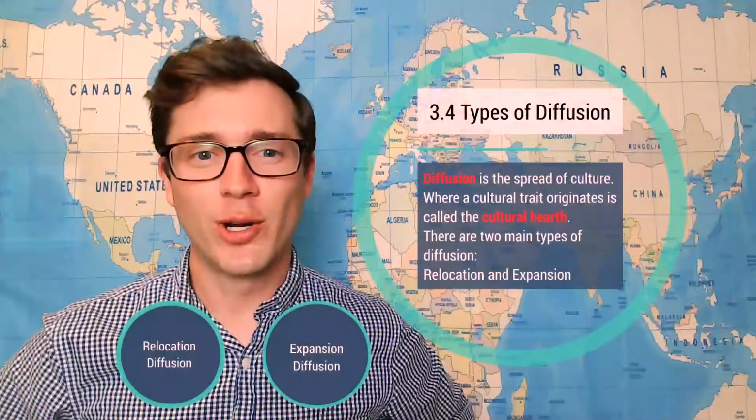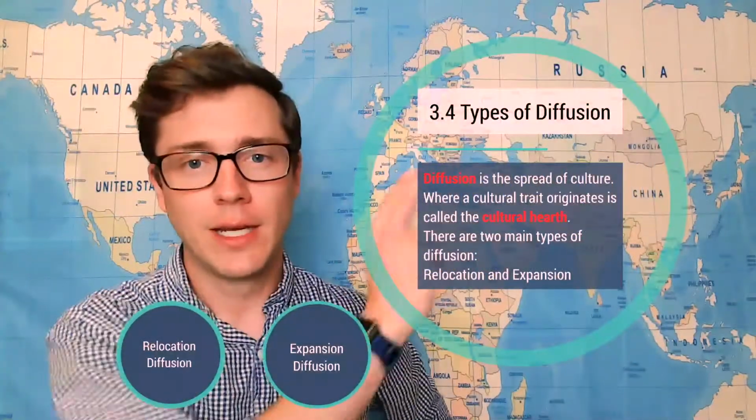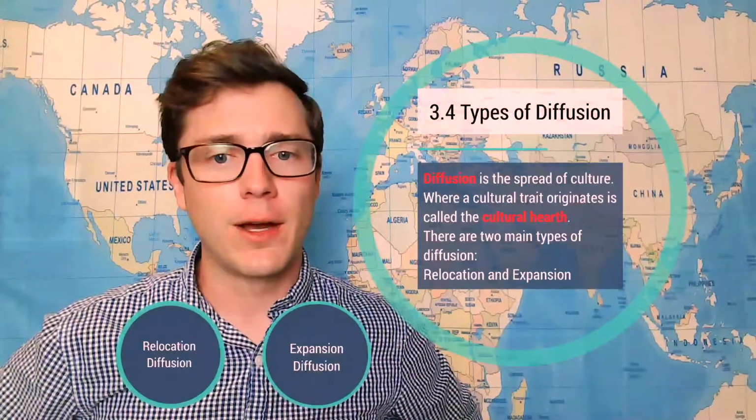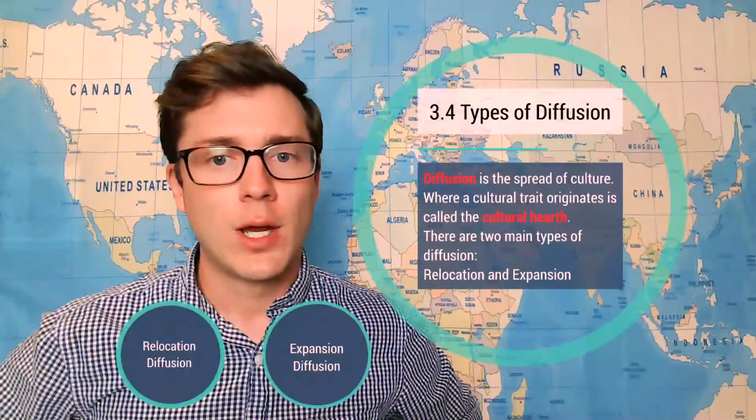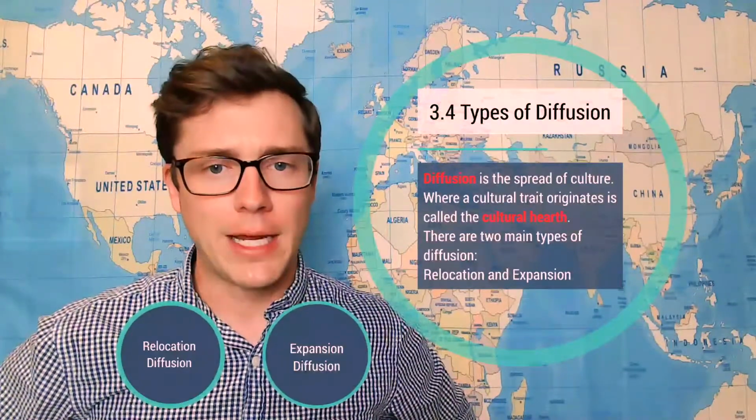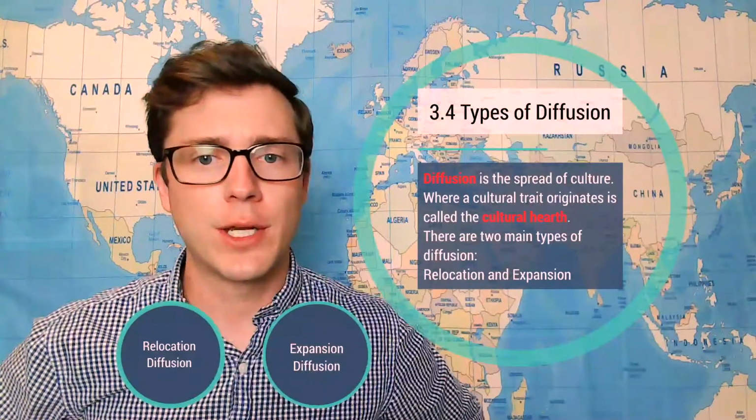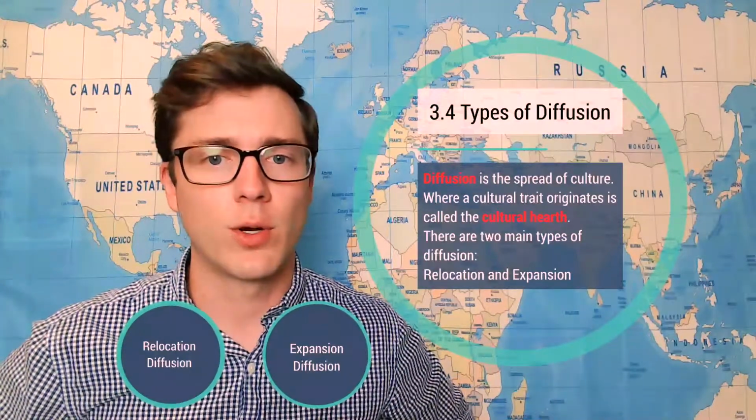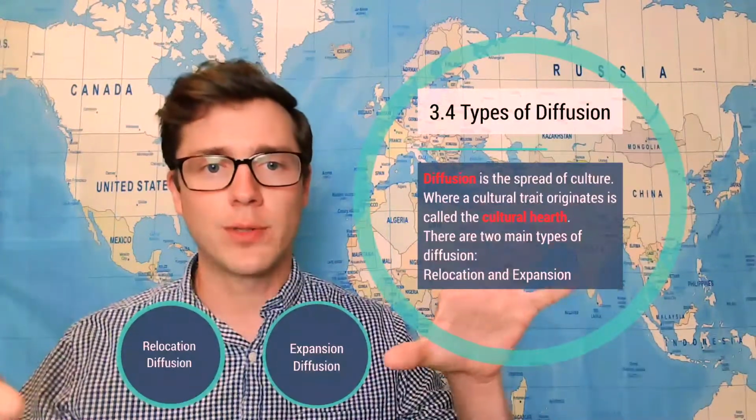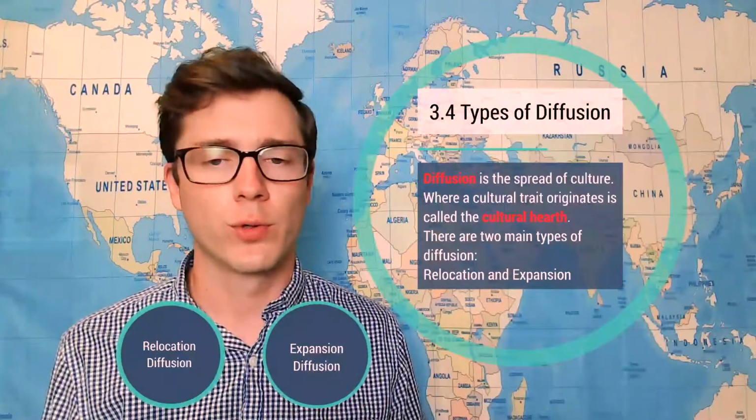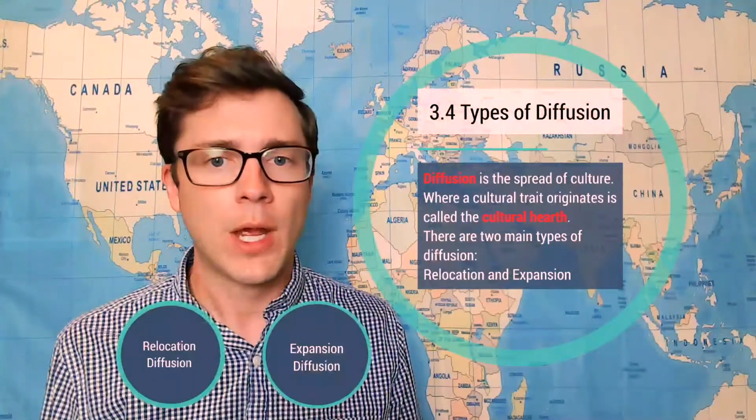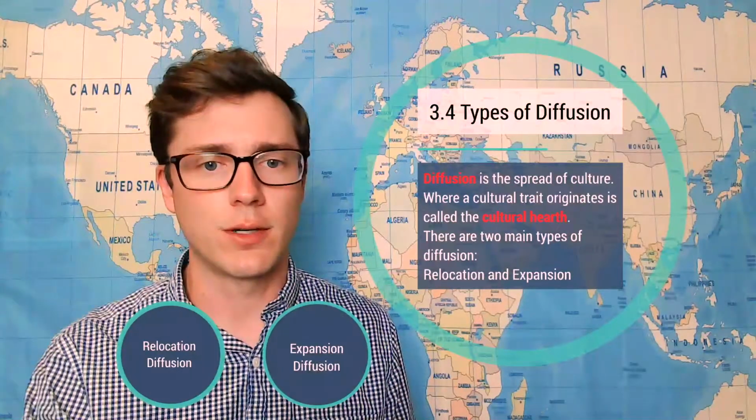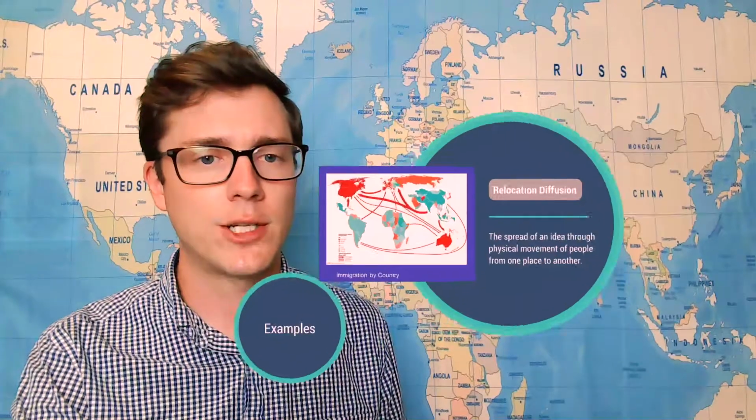Today we're going to learn about the different types of diffusion in 3.4. So diffusion is the spread of culture. When it originates from a place, the place is called the cultural hearth. So where cultural traits originate are known as the cultural hearth. They diffuse out, they spread out of the cultural hearth. Our two main types of diffusion are relocation and expansion diffusion. So we'll get into each of those now.